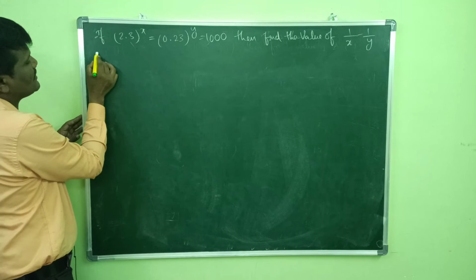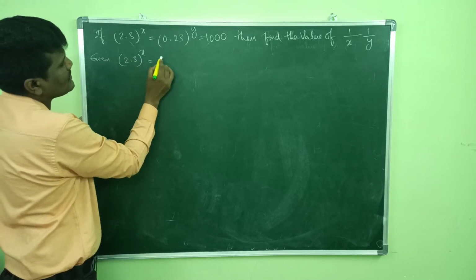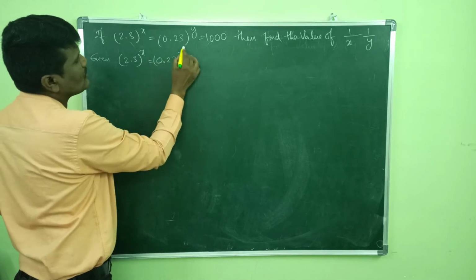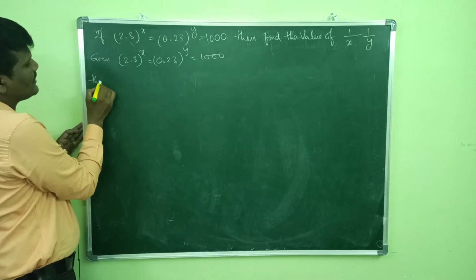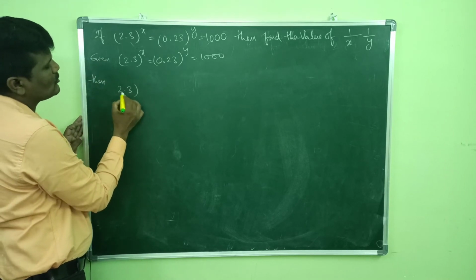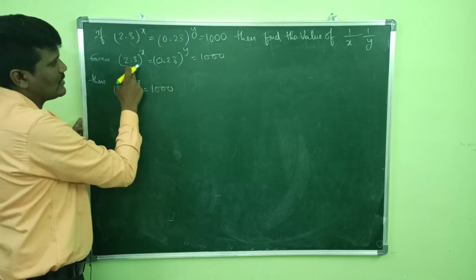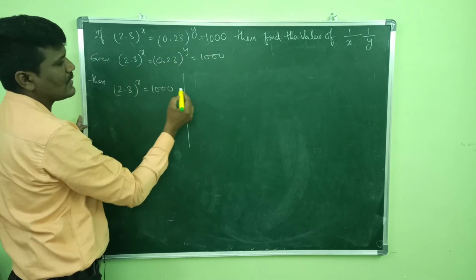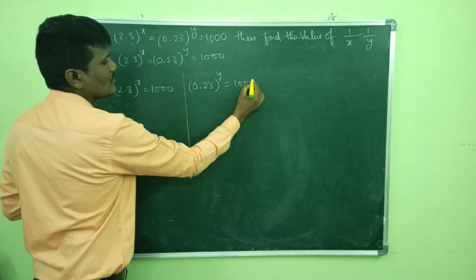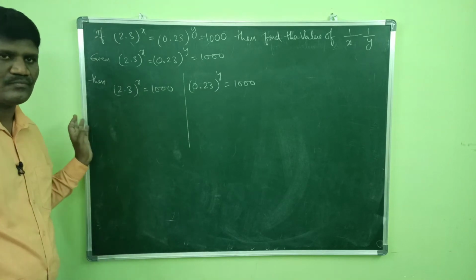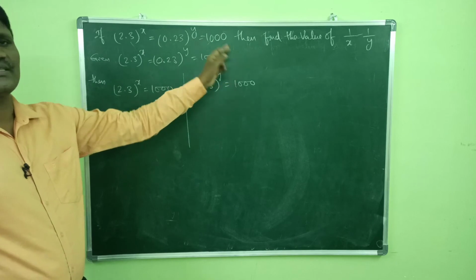The first one is, given 2.3 to the power of x is equal to 0.23 to the power of y is equal to 1000, then what I can write is 2.3 to the power of x is equal to 1000, because all three are equal. So the first one is equal to this, and in the second case what I will write is 0.23 to the power of y is equal to 1000. I can write it. Three are equal only, so I am equating the first one with the last one and the second one also with the last one.